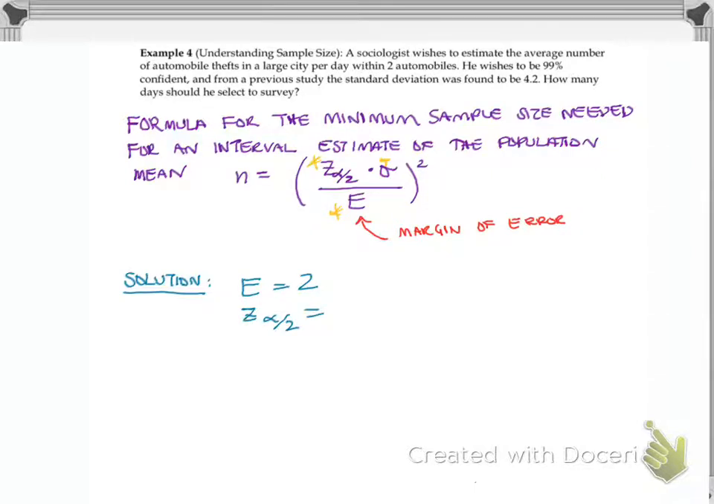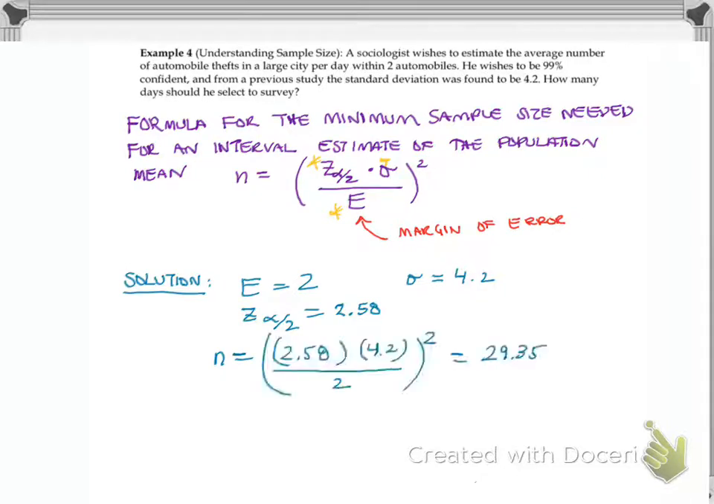Z sub alpha over 2, if you do the calculations, and I'm going to leave this for you to do, but double check, should be 2.58, okay? So double check the 4-step process I gave you. Double check to make sure you understand where I received that 2.58 from. And then our standard deviation is 4.2. So if we plug this given information into the formula, you should get about 29.35.